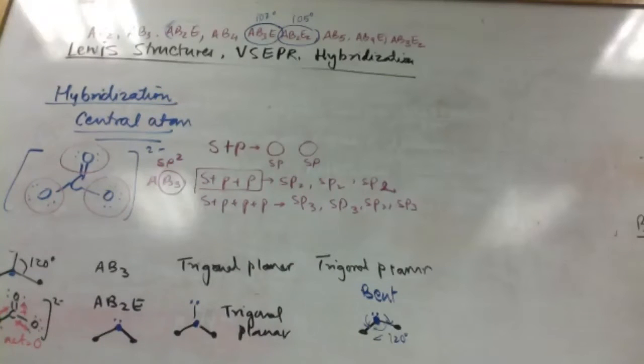Is hybridization independent of valence, like sigma and pi bond? Totally. It goes with electron domains just like VSEPR does.